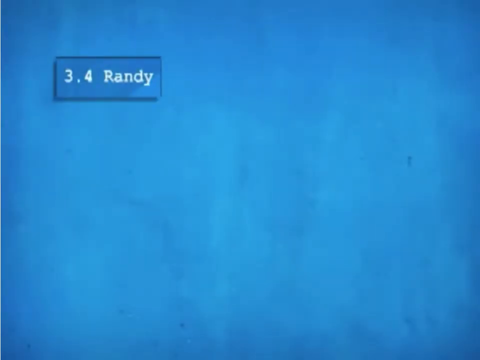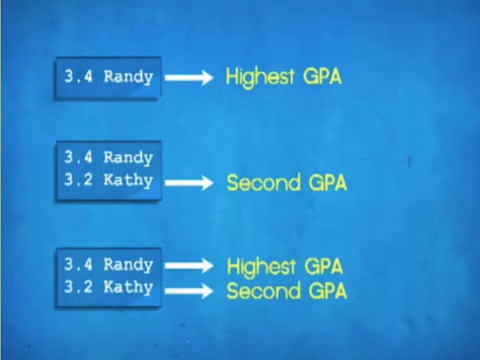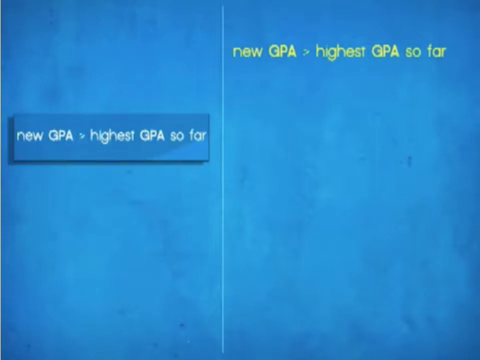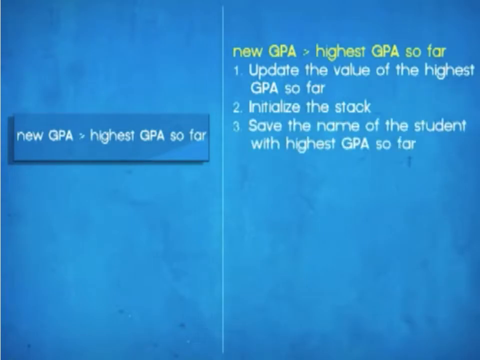To begin, we'll read the first GPA and the name of the student. Because this data is the first item read, it is the highest GPA so far. Next, we'll read the second GPA and the name of the student. We'll compare this second GPA with the highest GPA so far. If the new GPA is greater than the highest GPA so far, you must update the value of the highest GPA so far. Initialize the stack, that is, remove the names of the students from the stack, and save the name of the student with the highest GPA so far in the stack.